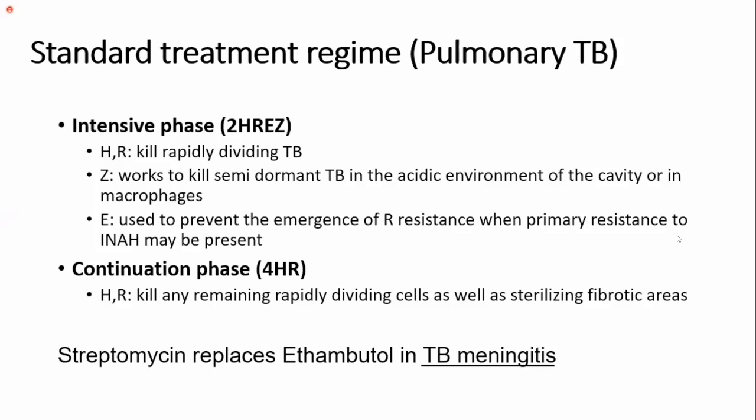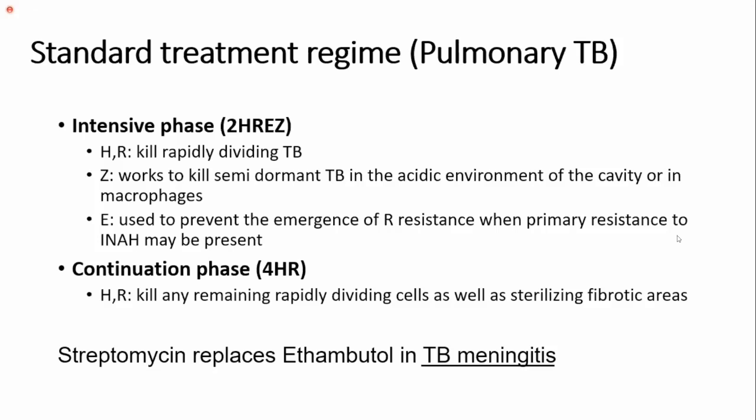So isoniazid and rifampicin will rapidly kill the dividing TB. And pyrazinamide is the antibacterial that will go into the acidic environment, particularly in the cavities and in the macrophages, and they will make sure that those organisms will be dealt with. And ethambutol is something that we use to prevent the resistance. So that is also one agent that we use to prevent the emergence of resistance.